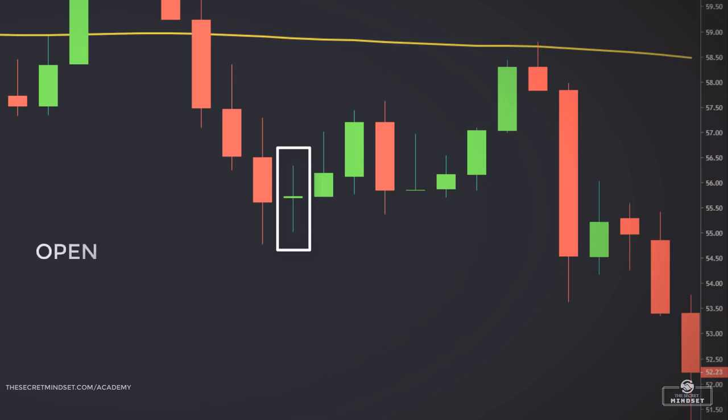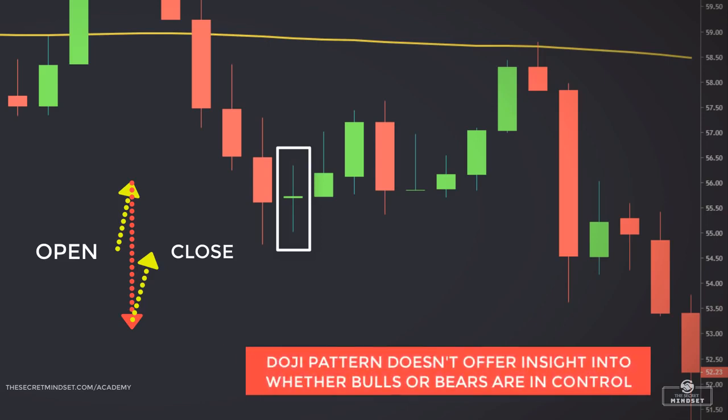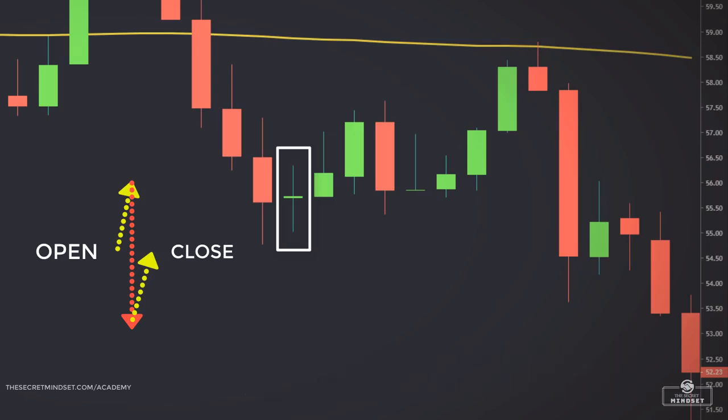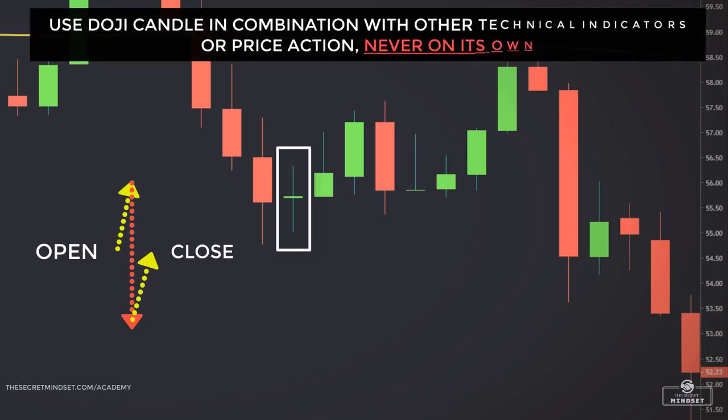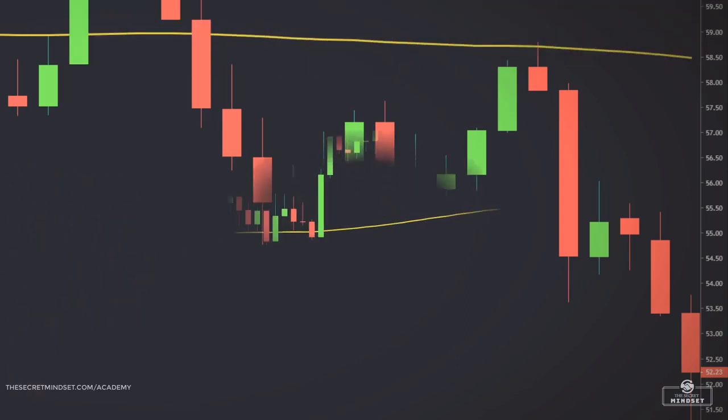Bulls moved prices higher, bears moved prices lower, but in the end, the market price closed exactly or very close to where it opened. Now, if the Doji candle highlights market indecision, it is safe to say that it doesn't offer insight into whether the bulls or the bears are in control. You have to guess the market's next direction. So the first thing you should take note of is to use a Doji candle in combination with other technical indicators or price action, never on its own.